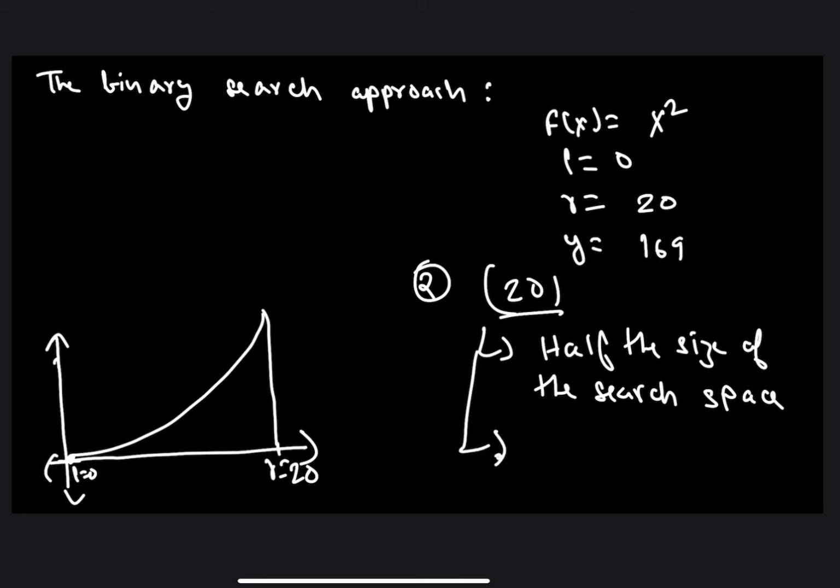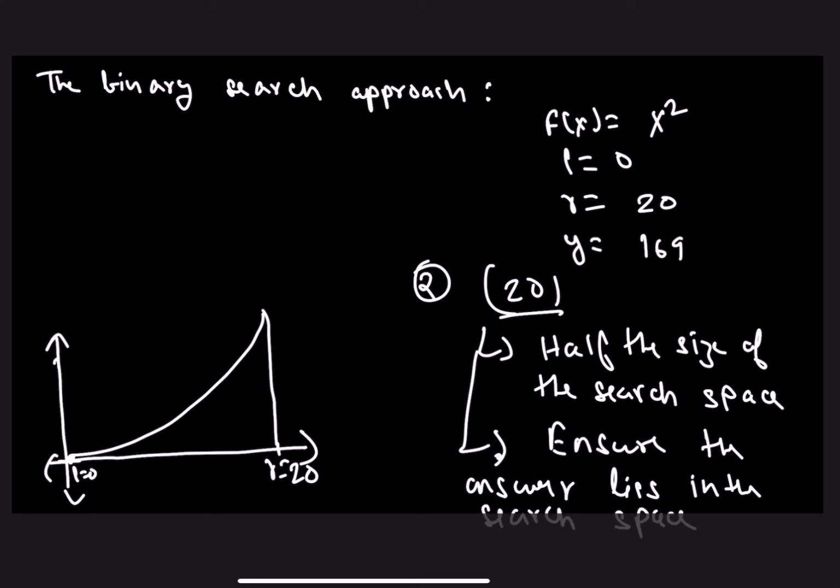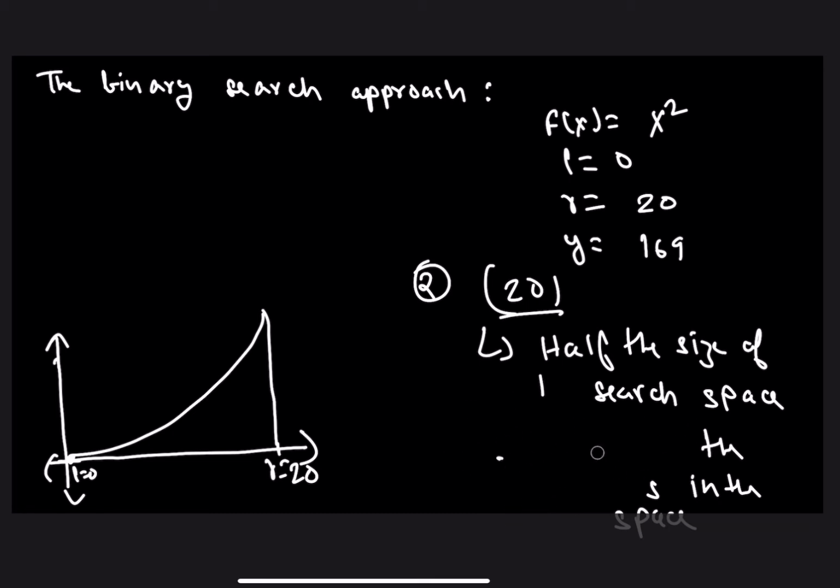And point number two to consider over here is, we ensure that the answer we are looking for always lies in the search space. All right, we ensure that the answer we are looking for lies in the search space. So this is point number two. This is a very important point over here.